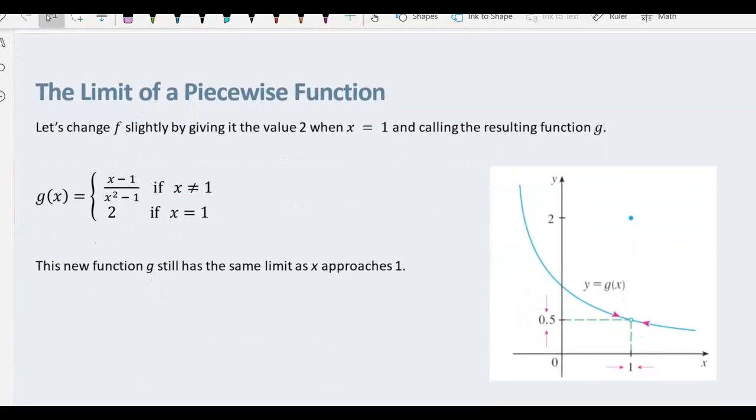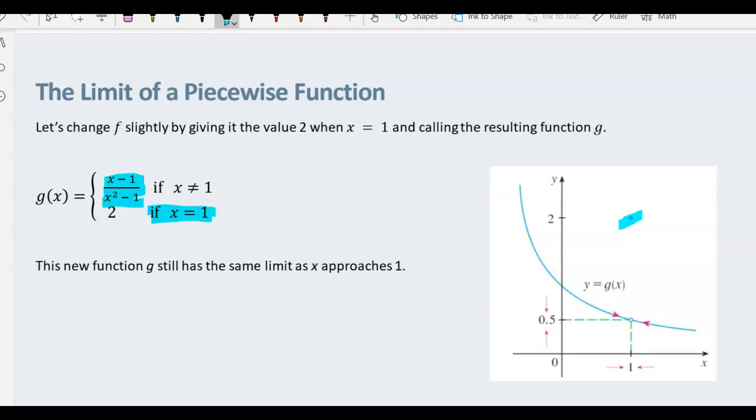Let's consider a piecewise function. Remember that a piecewise function is one in which we have maybe two or more different definitions based on different domains or different sections of the graph. In this particular case, this is the same function that we had before. So it's defined as this x minus 1 over x squared minus 1. But at the point of discontinuity here, we're going to give a separate value.